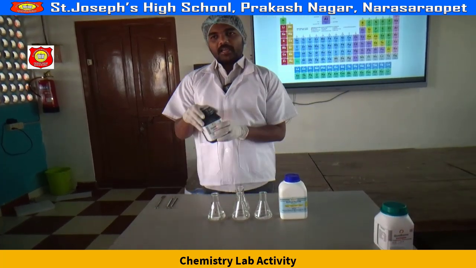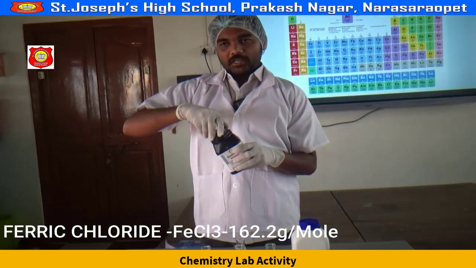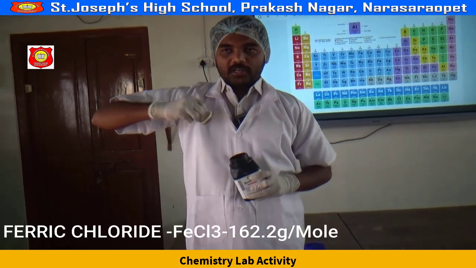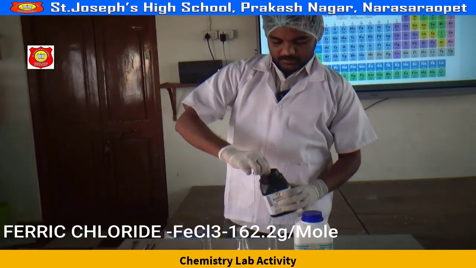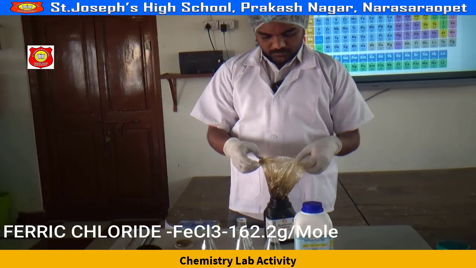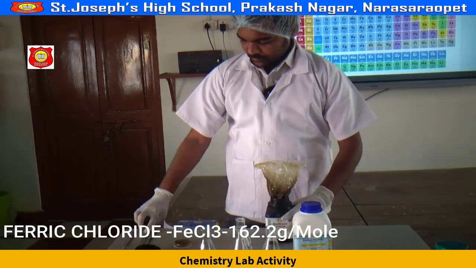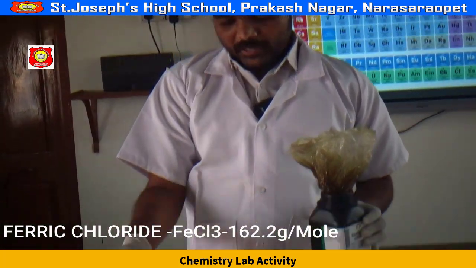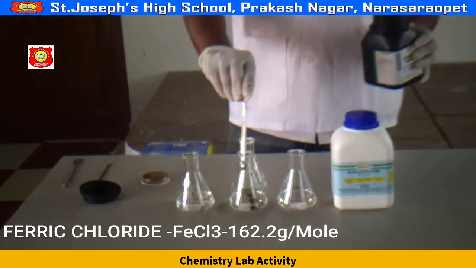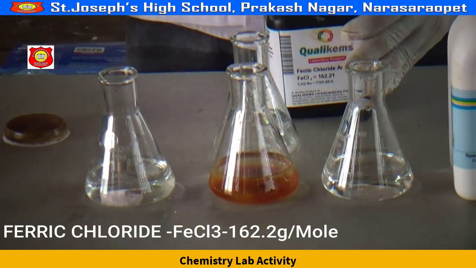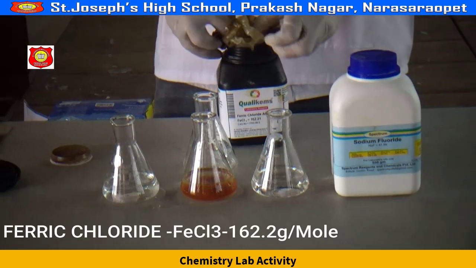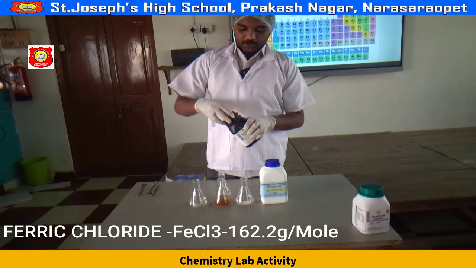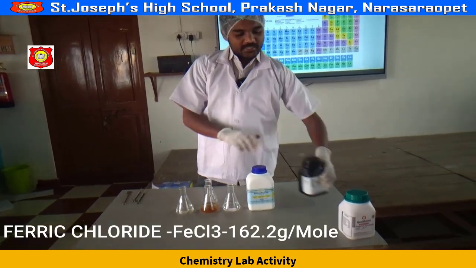And next, ferric chloride. Sorry, this is a powder. We have to take this also with another spatula, and add it into another conical flask with 50 ml water. Again, downwards. We have to close this. After closing the cap, we have to keep this ferric chloride also aside.